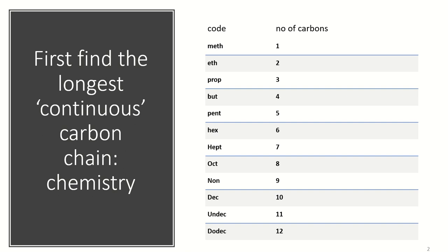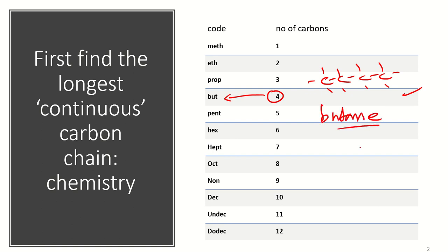Anyway, when you're looking for that longest continuous carbon chain, if we did something back at GCSE, you would have had a molecule like that, and you would have looked at it and gone, yeah, there's 4 carbons in that. So the code for that is but-. And you would have then said, okay, it's all straight chain, so it's butane. It's all carbon-carbon single bonds. Now you might think, well, when is there not a continuous chain? But we'll come across things in a little second that are not continuous chains.